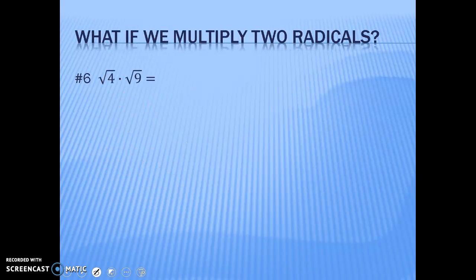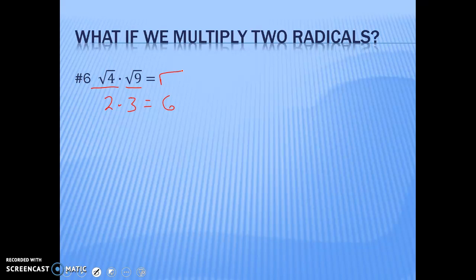So let's take a look at another one. Here is now where we're going where we haven't gone before. We can do this 2 different ways. We can take the square root of 4, which is 2, and we can take the square root of 9, which is 3, and multiply those together and get 6. The other thing, though, that we can do is we can actually take these 2 numbers and multiply them together.